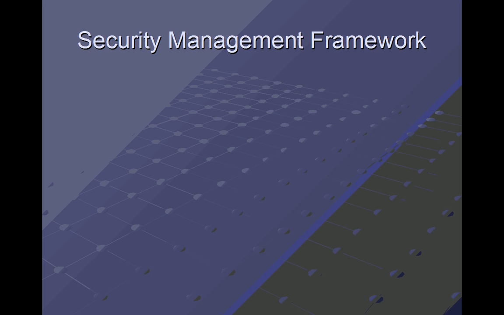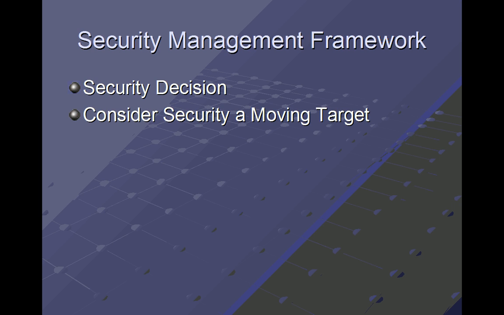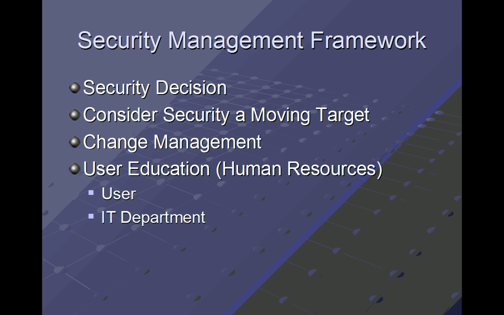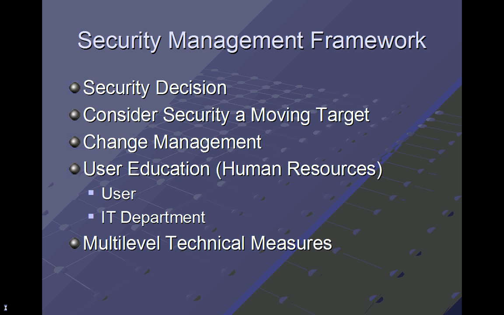And then the security management framework. This is one of the important things that should be deployed. The security decision: experts should make deliberate security decisions, especially about safeguards besides the IT's technical or data. So we need to be aware and consider security a moving target. Change management, the discipline of change management, like patch management or updates. And the important thing is user education or human resources, not only the users but also the IT department, because one of the safeguards is the human, the important thing. And multi-level technical measures should be practiced.